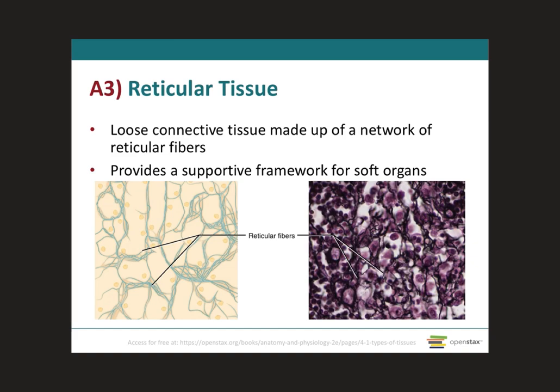Reticular tissue is the last type of loose connective tissue, and it's a mesh-like structure that supports the framework for soft organs such as the lymphatic tissue, the spleen, and the liver. These reticular cells produce the reticular fibers that form the network onto which other cells attach. It derives its name from the Latin reticulus, which means little net. And that's what you see right over here, this web-like structure.